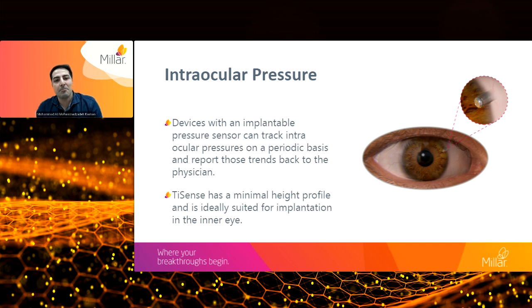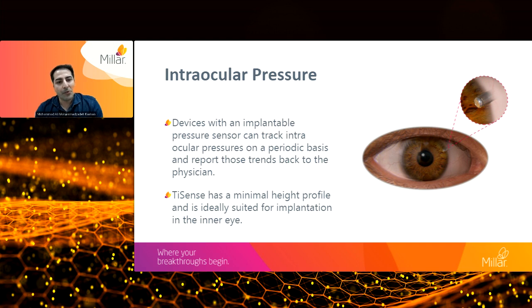Currently, intraocular pressure measurements are performed during a doctor visit using tonometry. While these are helpful to diagnose high eye pressures, it is more useful to have measurements at regular intervals so that we can establish a trend. Devices with an implantable pressure sensor can continuously monitor intraocular pressures and report trends back to the physicians.